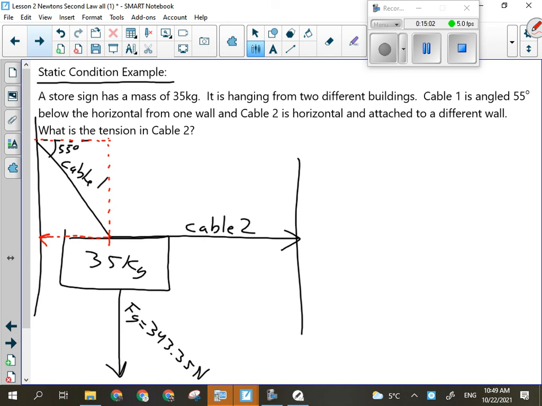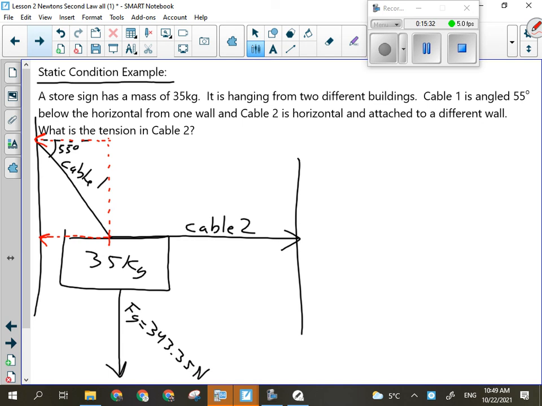Its horizontal component is equal to the tension in cable 2. Opposite in direction, but equal in magnitude. What's its vertical component equal to? Force of gravity. Remember, the sign's not moving vertically either. So the horizontal forces cancel, the vertical forces cancel. That's the part that's not about math. That's the part that's all about looking at this situation and being able to see the forces, right? And understand what's happening, right?